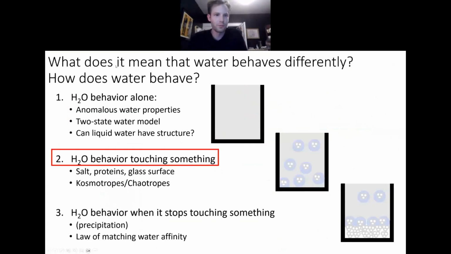So this kind of sums up the water behavior alone. What does water look like just in a plain glass? The next thing I'm curious about is what happens when water is touching something. So whether you pour in salt, protein, or the water that's touching the glass surface, how does that change its behavior?